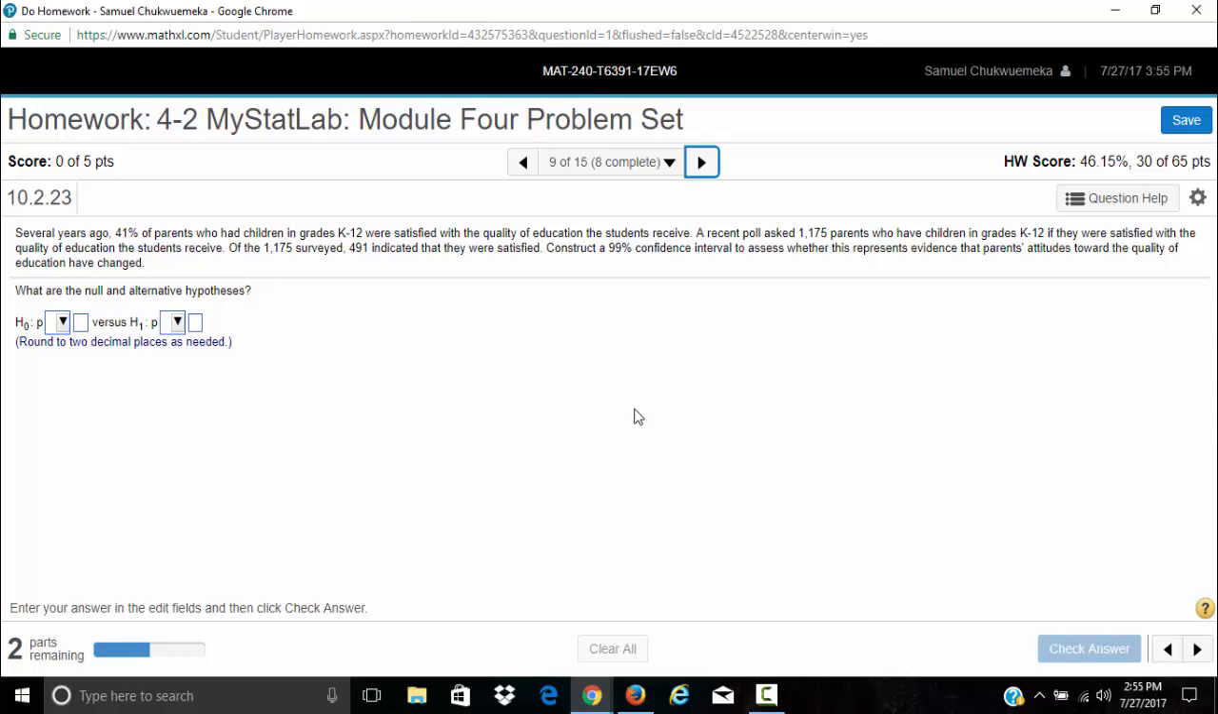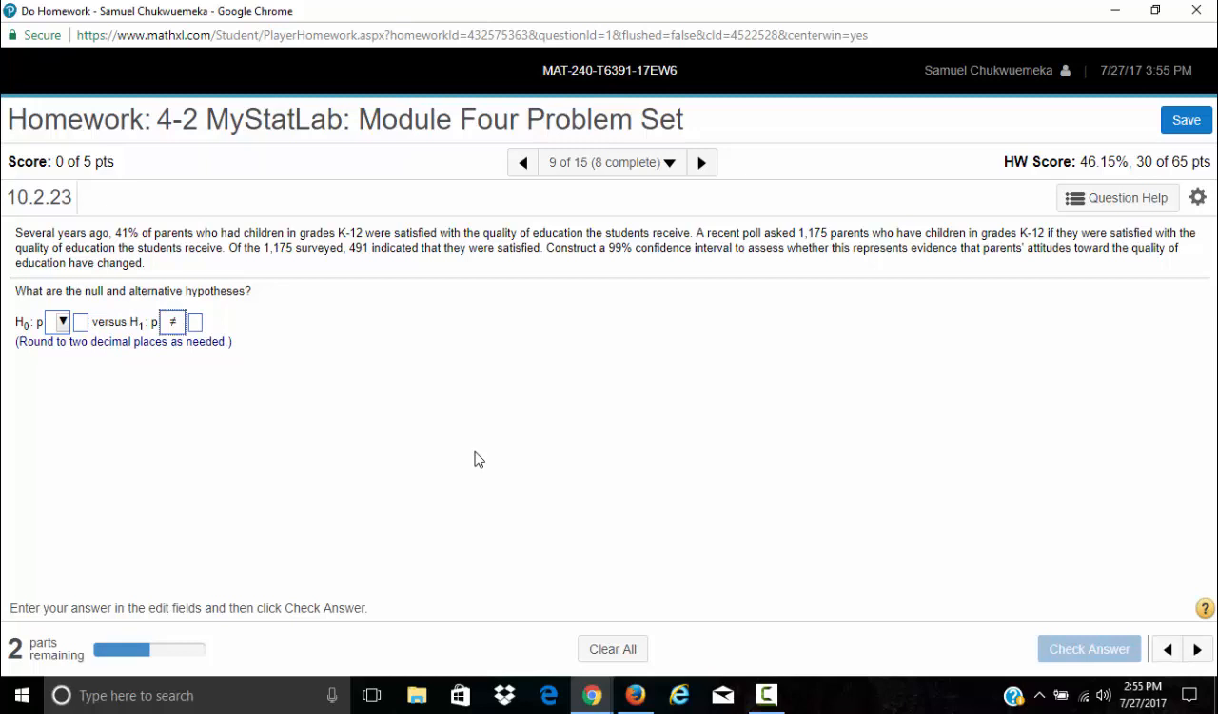Construct a 99% confidence interval to assess whether this represents evidence that parents' attitudes toward the quality of education have changed. Okay, so if you look at this, you want to see whether the parents' attitudes towards the quality of education have changed. Whether they have changed. So in this case, it will be a two-tailed, not equal to. Okay? We want to know whether the parents' attitudes towards the education have changed.